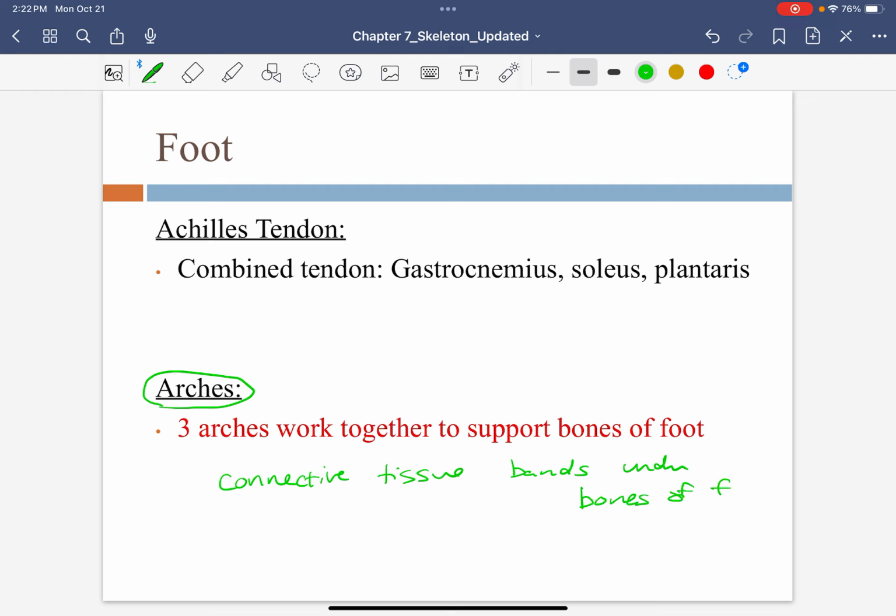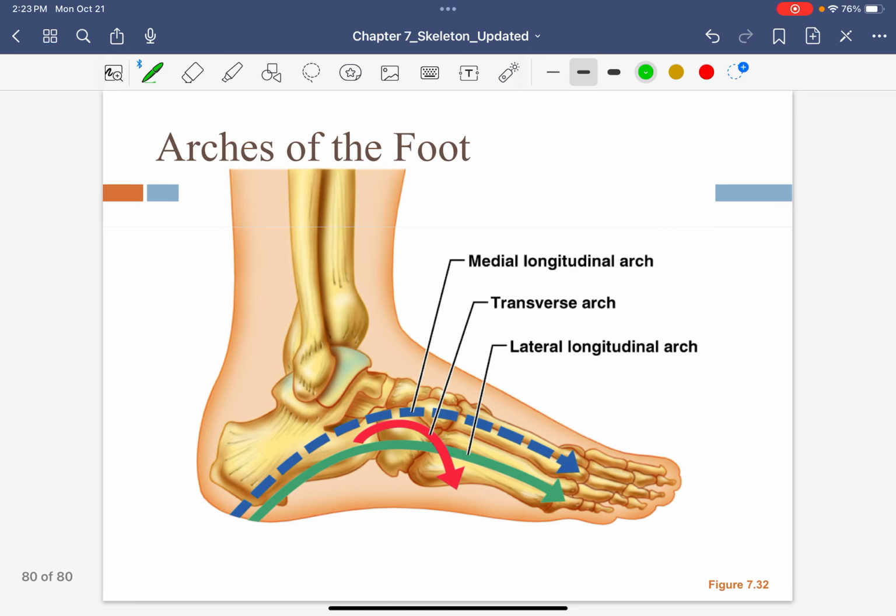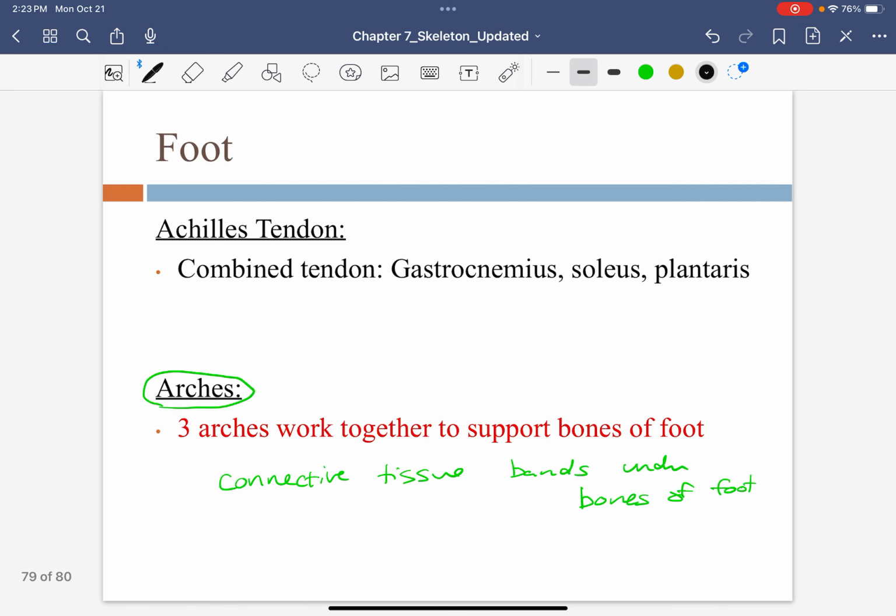Connective tissue bands, and they're thick connective tissue. There are several of them. You don't need to know them, but if you're wondering, you have two that run lengthwise, and then you have one that runs horizontal in the frontal plane. So you don't need to know that, but I would like you to know the function.